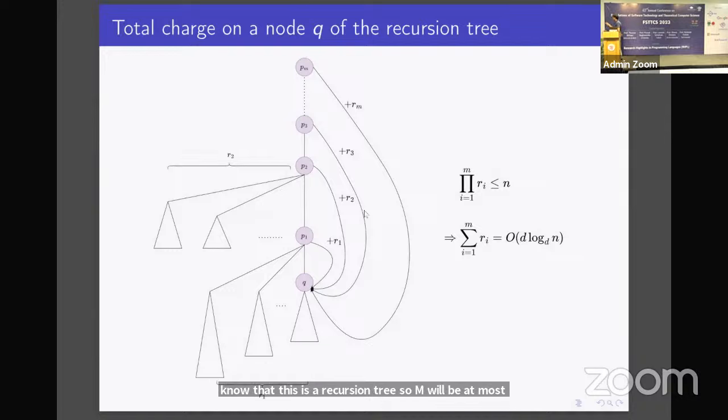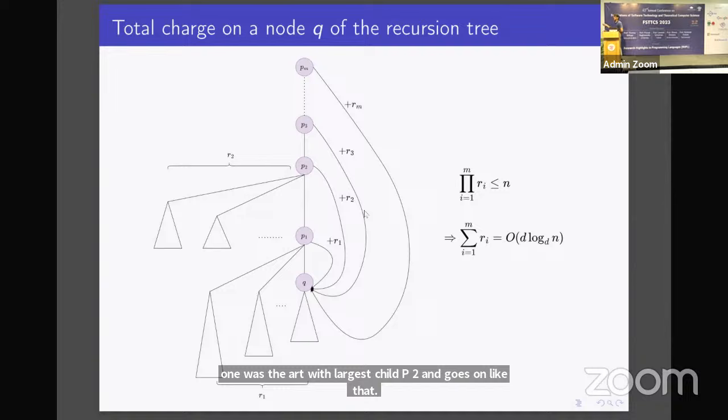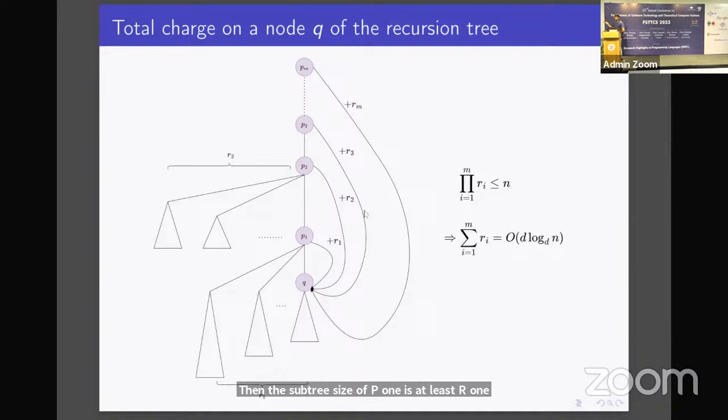And suppose q was the r1th largest child of p1, and p1 was the r2th largest child of p2, and it goes on like that. Then the subtree size of p1 is at least r1 times the subtree size of q. And similarly, the subtree size of p2 is at least r2 times the subtree size of p1, and it goes on like that. So the product of all of these ranks must be at most n, right?